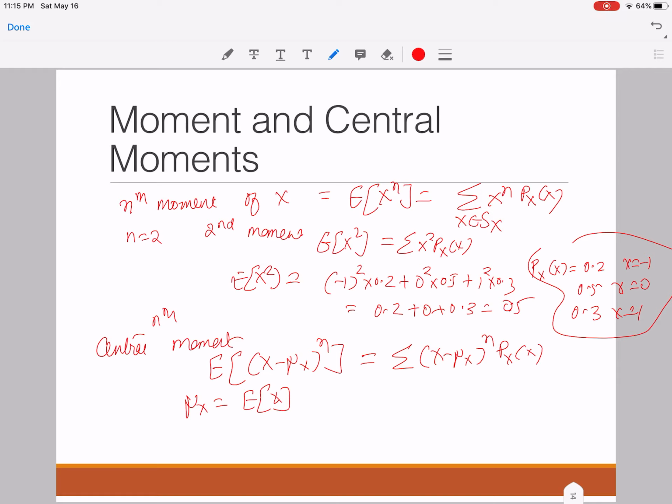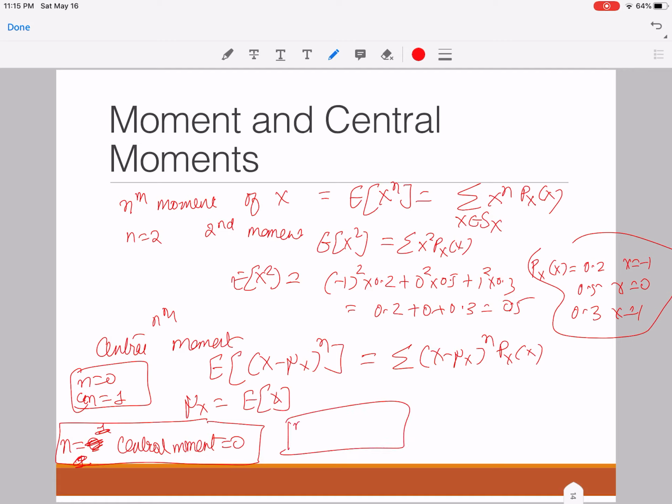Now there's something special about central moments. Specifically, when n is equal to 0, your central moment is actually equal to 0, and it is not difficult to prove this mathematically. Or my apologies, when n is equal to 0, your central moment is equal to 1, because at that point you're just summing up the probability values. When n is equal to 1, your central moment is actually 0.